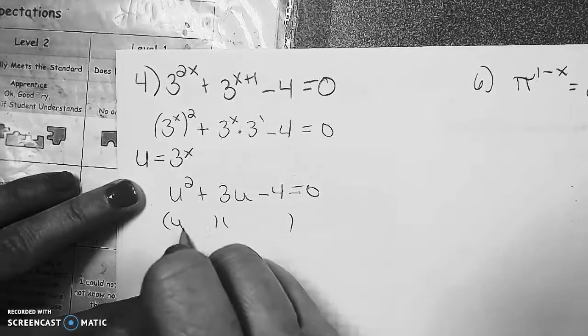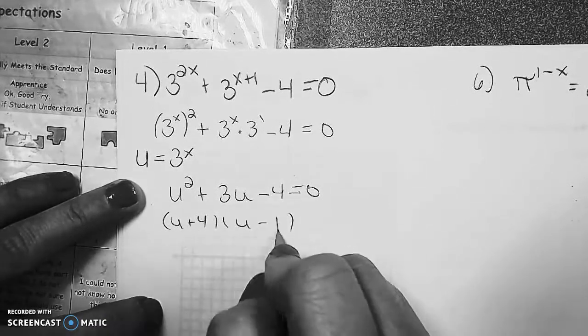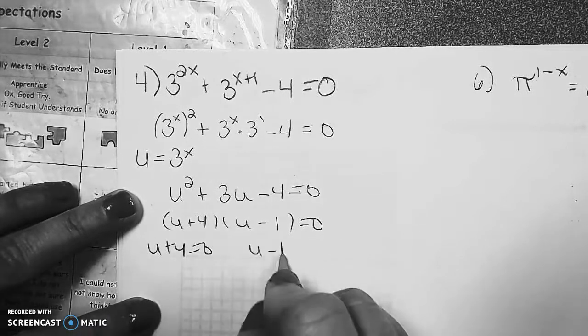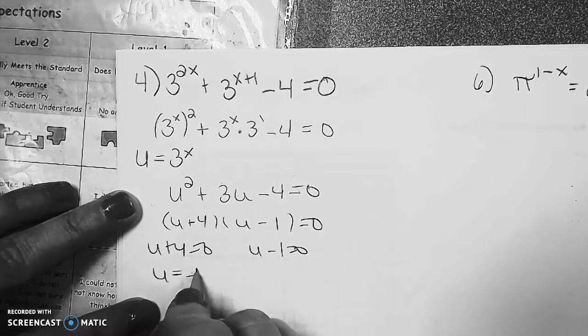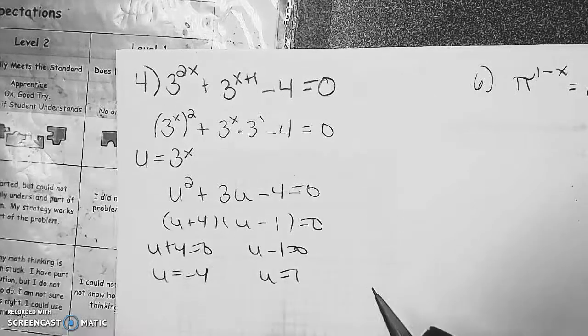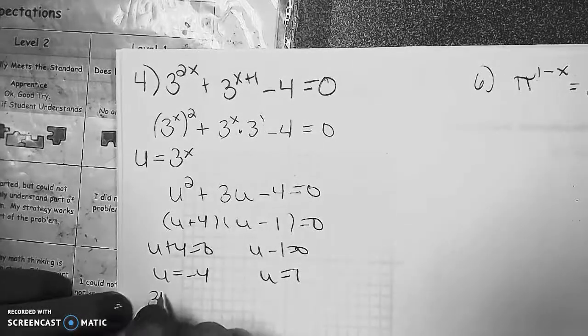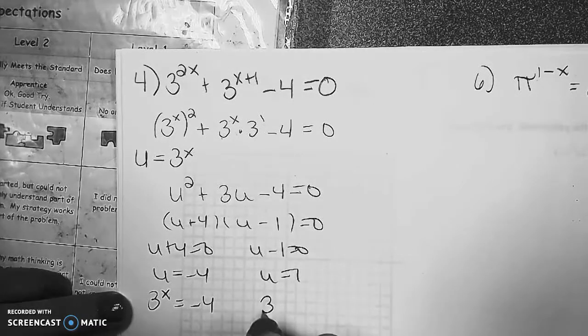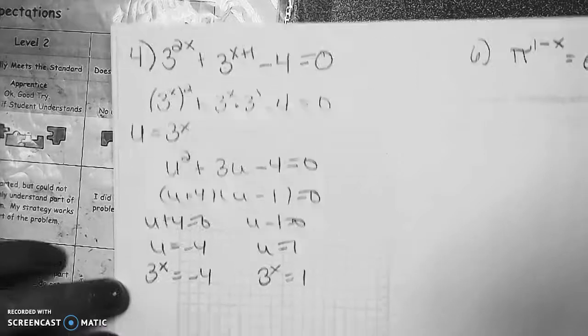Which factors using trial and error. Set each factor equal to 0, and I get negative 4 and 1. And so now I'm going to go back and plug in. That means 3 to the x equals negative 4, and 3 to the x would equal 1.